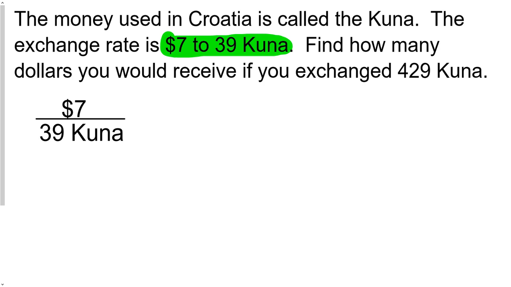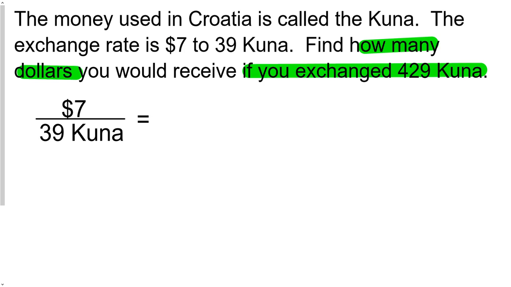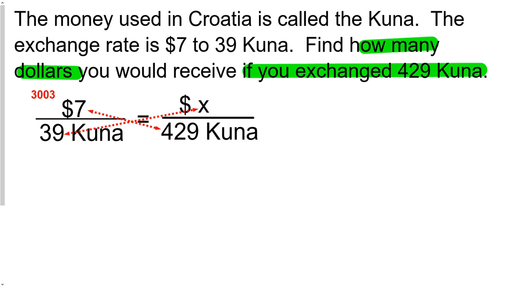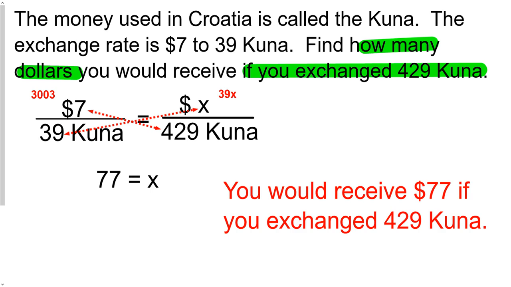So let's read the rest of the problem again. How many dollars would you receive? Well, how many dollars is that? We don't know, so we'll use an X there, but we will put it on top. Why? Because I had $7 on top here, and dollars need to be on the same row. How many kunas would be given? In this case, it would be 429 kunas, so we put that on the bottom, and now we're ready to solve. So, how many dollars would you receive? You would get $77 if you gave them 429 kuna.